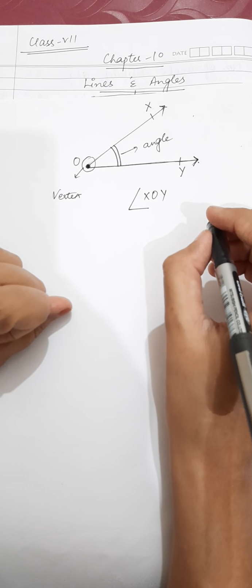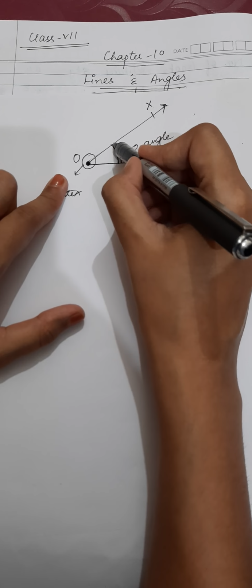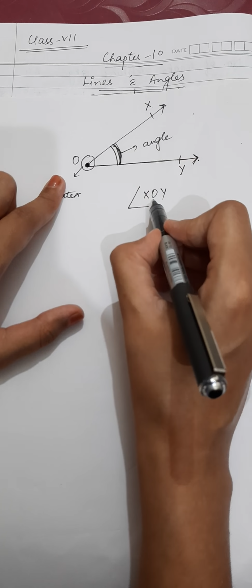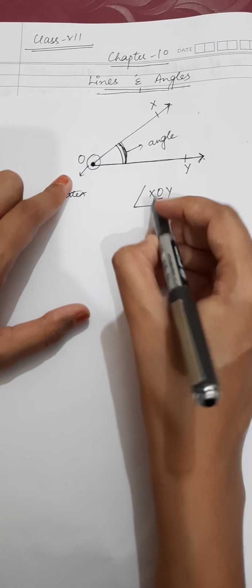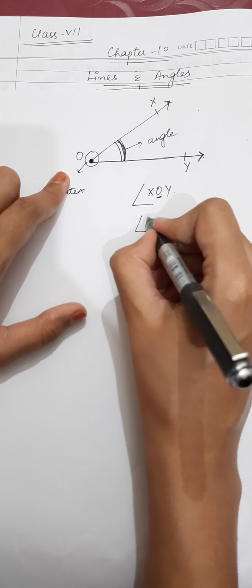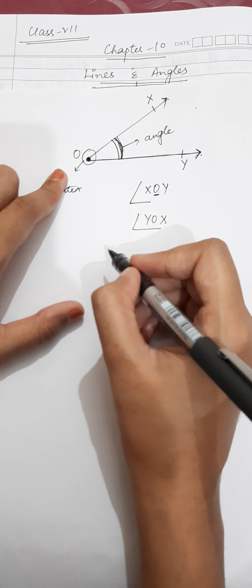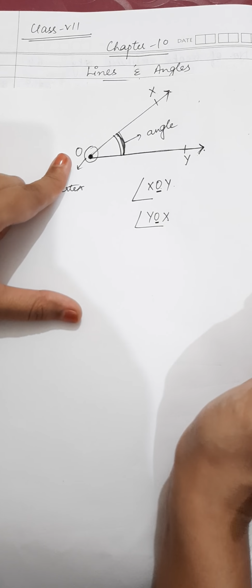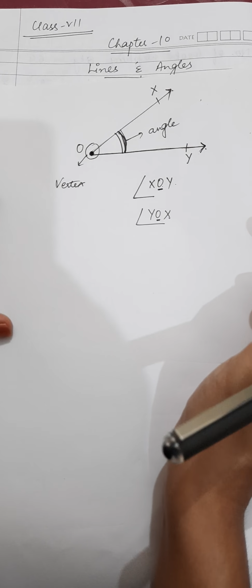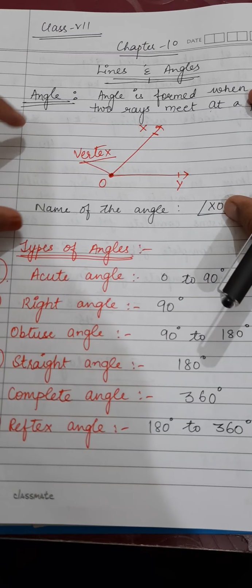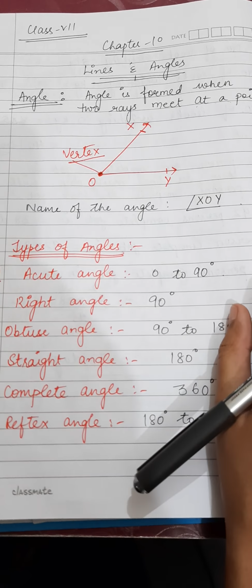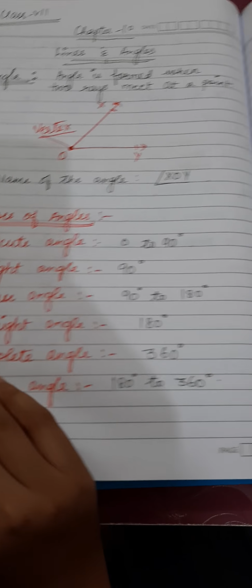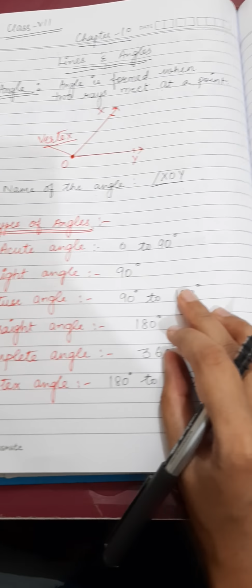Now you just have to keep in mind that the vertex on which the angle is formed is going to be in the middle. Rest, it can be XOY or YOX, but since the angle is made on the vertex O, that has to be in the middle. Okay, now this was the first introduction of the angle. Next we are going to talk about the types of angles. We have been doing this in the lower grades also. What are the types of angle?